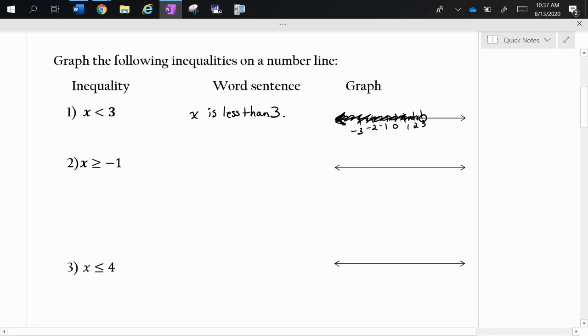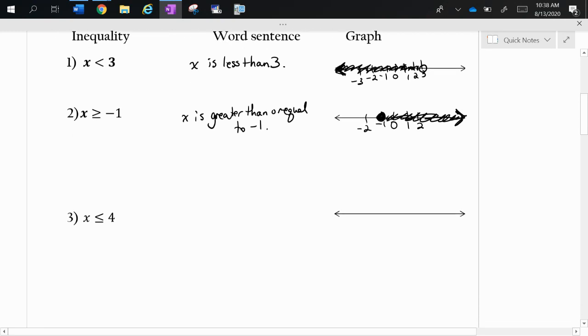The next one says x is greater than or equal to negative 1. So we're going to go to the number line and we're going to find negative 1 on the number line. And in this case, since it says greater than or equal to, we're going to include negative 1. So we're going to make a closed circle. And then we're going to shade all the numbers that are greater than negative 1 also, which would be the numbers to the right of negative 1.